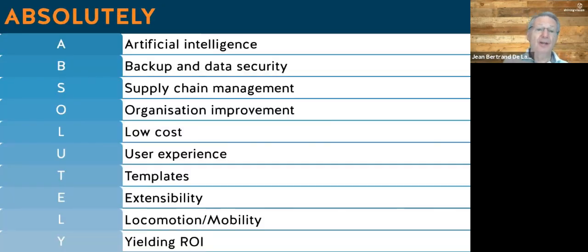As you probably find out right now, we are using absolutely as an acronym. So the 10 advantages we are going to cover are artificial intelligence, backup and data security, supply chain management, organization improvement, low cost, user experience, templates, extensibility, locomotion, and yielding ROI.